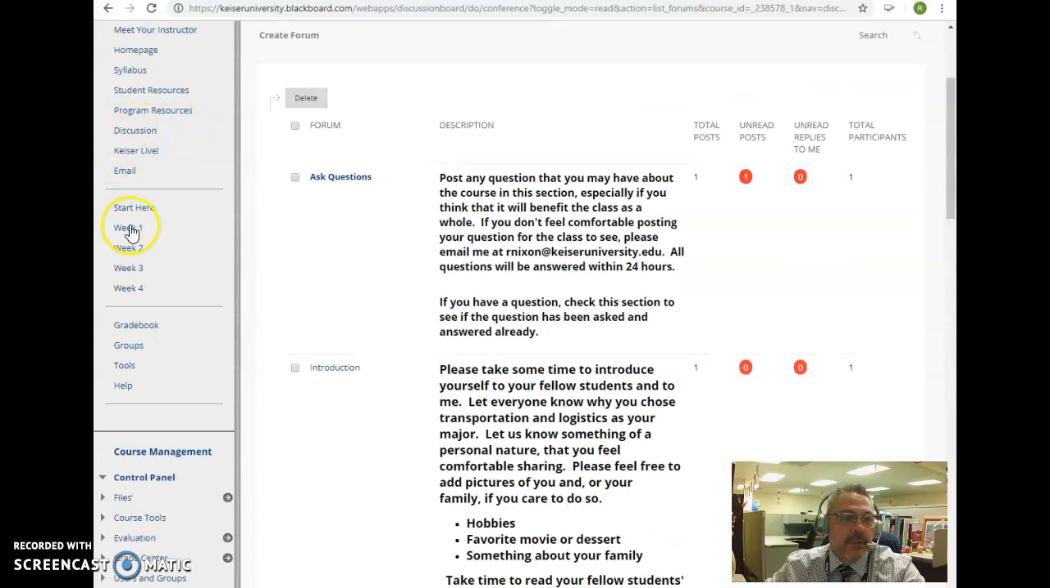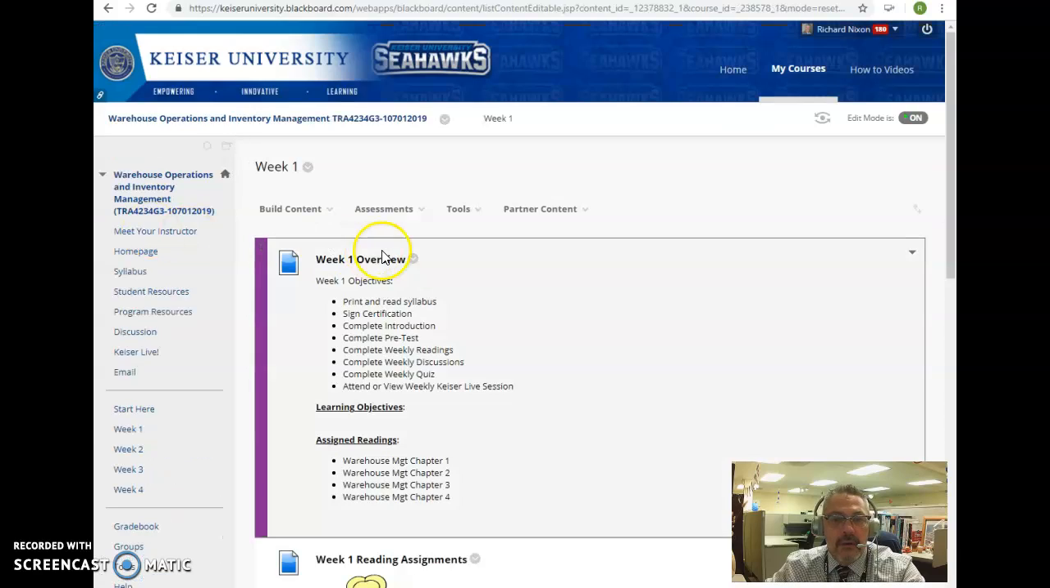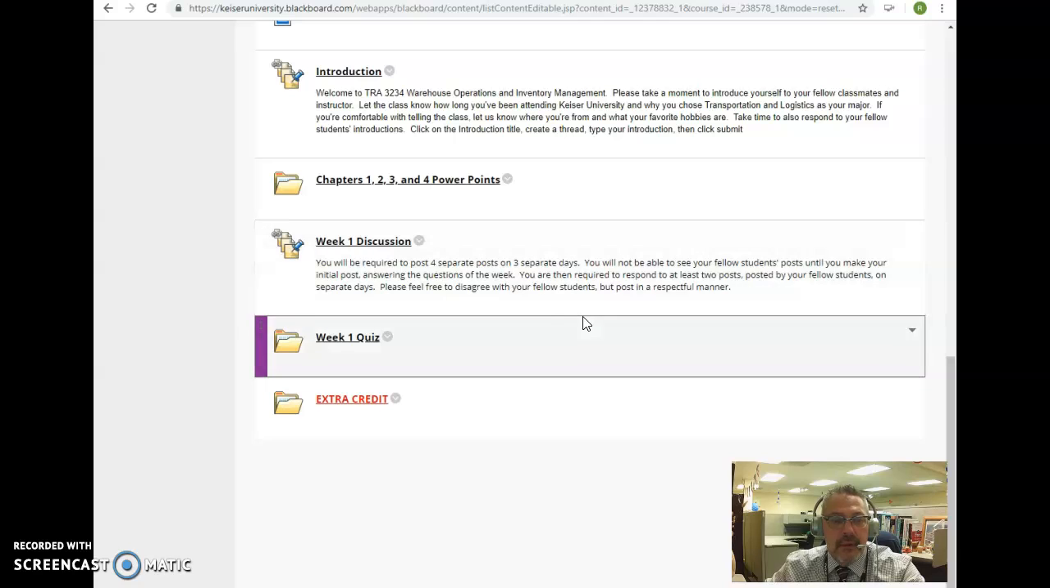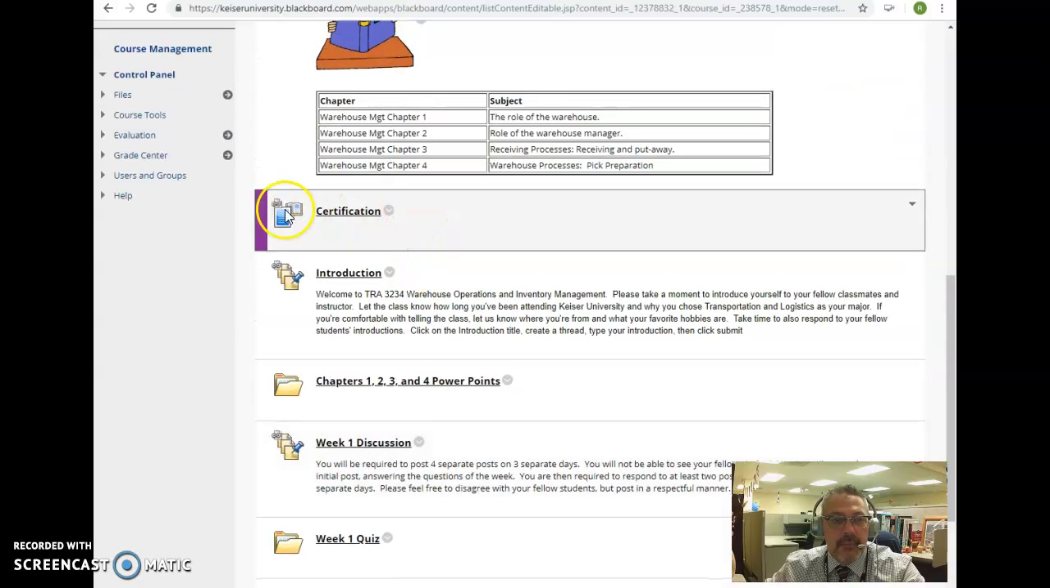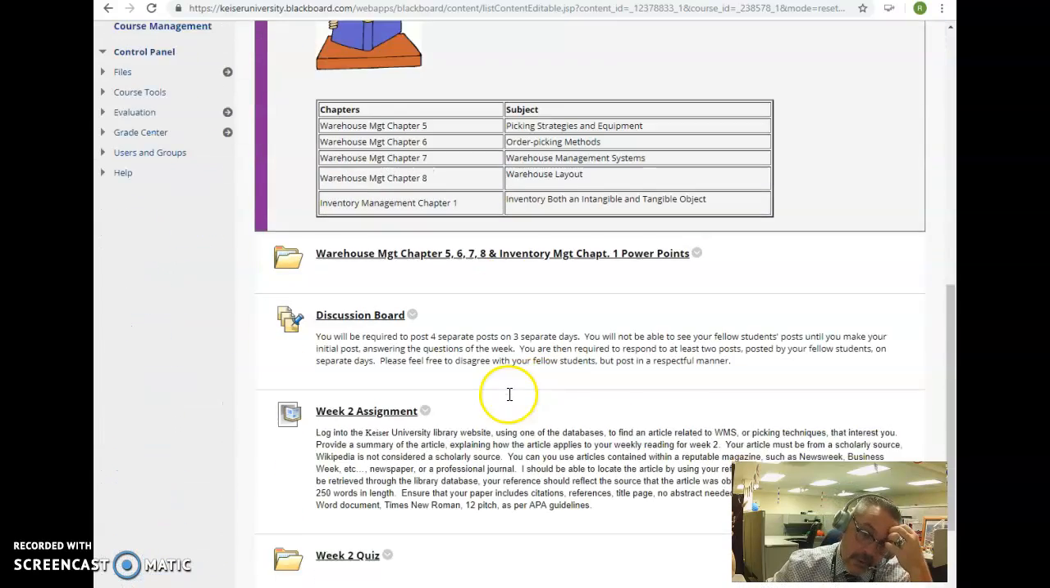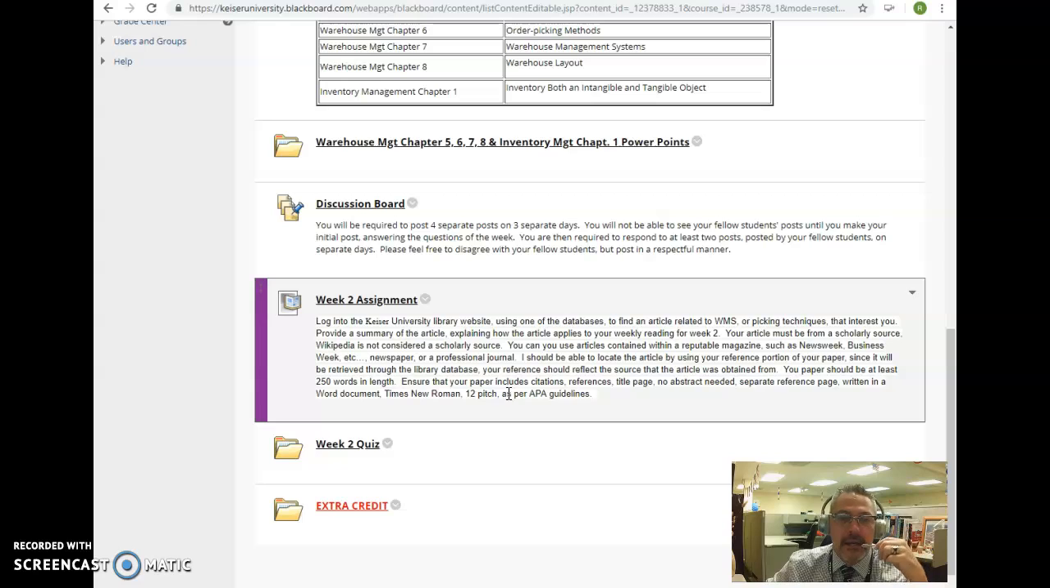Let's go back to week 1. There is no term paper due this term, but there is a paper in week 2, and I think it's in week 3. But they're not extensive papers like the last one. These are, you find an article in the library on a certain topic, and write a summary of what that article was about, and then submit it.